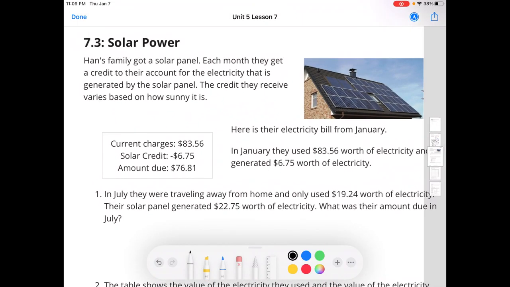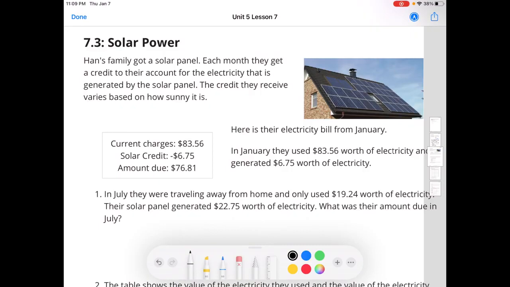7.3 says Han's family got a solar panel. Each month they get a credit to their account for the electricity that is generated by the solar panel. The credit they receive varies based on how sunny it is. If it's really rainy one month, a lot of clouds, not a whole lot of sun, they're not going to get as much of a solar credit as they will in the summer when the sun's shining all day long with no cloud coverage.